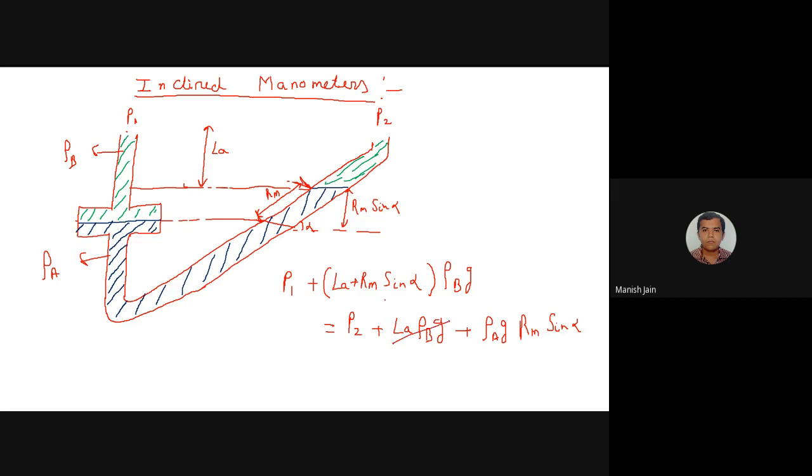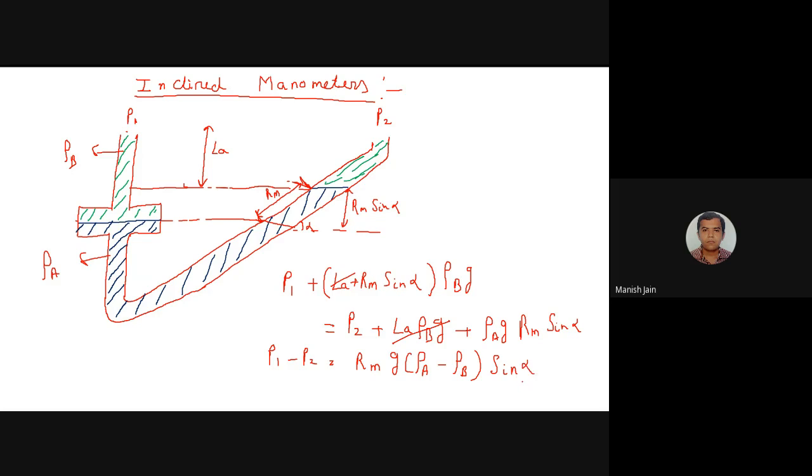Now again, this LA will cancel out with this LA. So you will get P1 minus P2 equal to RM G (rho A minus rho B) multiplied by sine alpha.